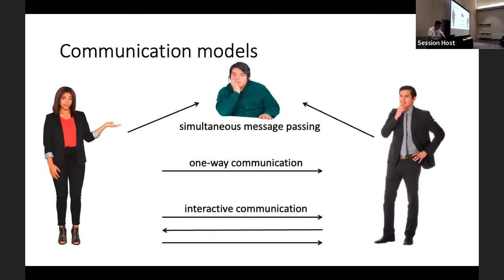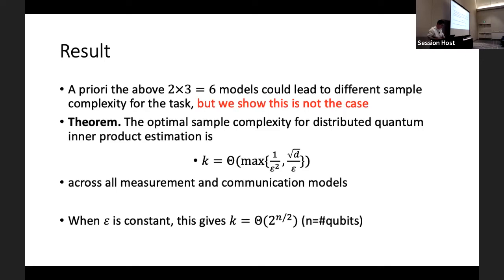So we have introduced two models for measurement and three models for communication. And a priori, the above six models could all lead to different sample complexity for this task. But we show this is not the case. So our main result is the following. The optimal sample complexity for distributed quantum inner product estimation is the maximum of 1/ε² and √d/ε. And this remains the same across all measurement and communication models. So when ε is a constant, this gives k equals √d, which is 2^(n/2), where n is the number of qubits.